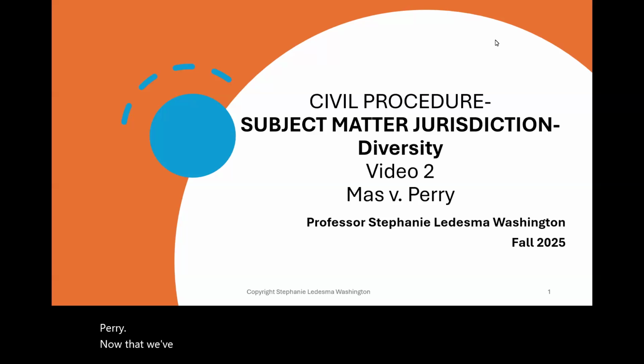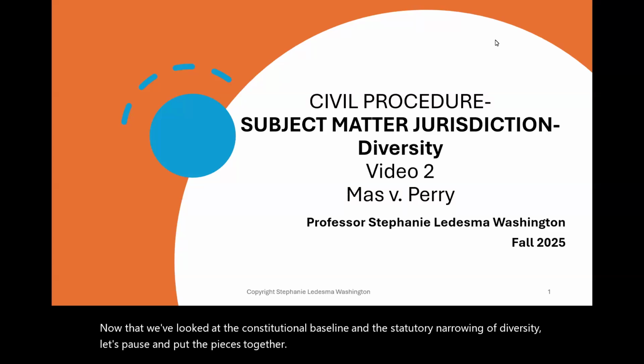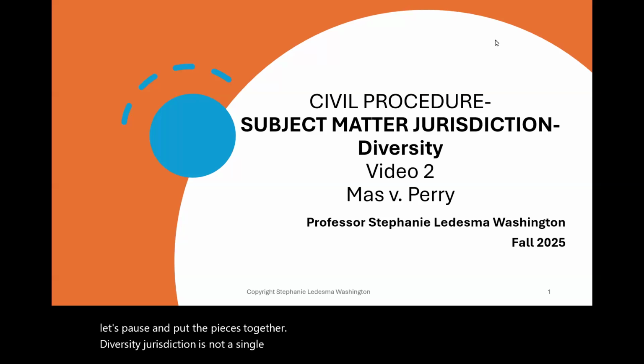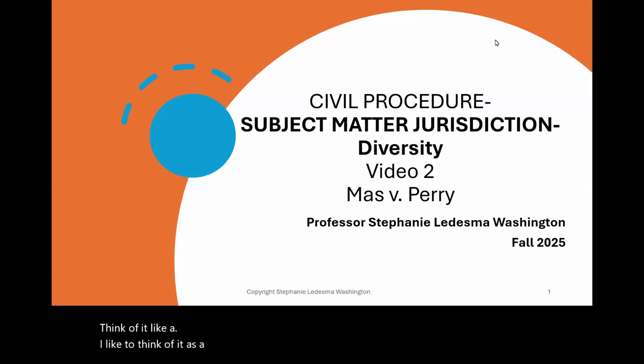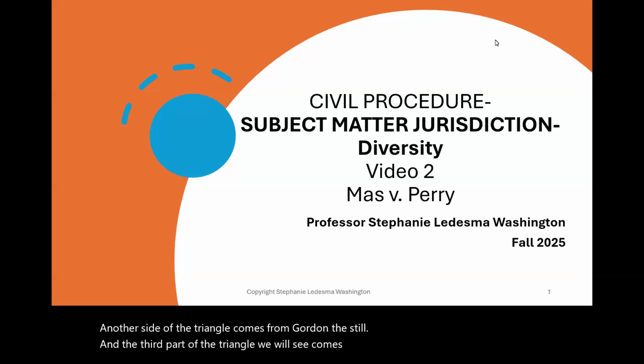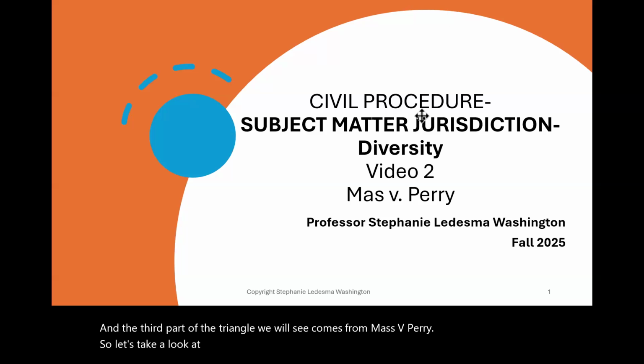Now that we've looked at the constitutional baseline and the statutory narrowing of diversity, let's pause and put the pieces together. Diversity jurisdiction is not a single rule. It's a structure built from several doctrinal pillars. I like to think of it as a triangle. One side of the triangle comes from Strawbridge v. Curtis. Another side comes from Gordon v. Steele. And the third part of the triangle we will see comes from Moss v. Perry. So let's take a look at this doctrinal triangle.